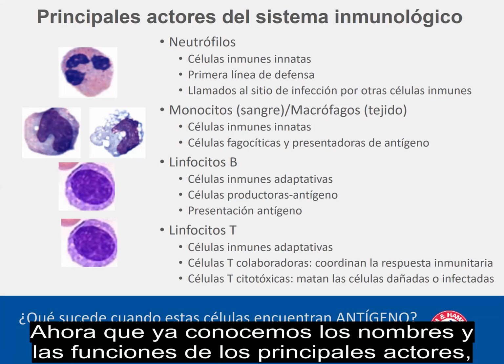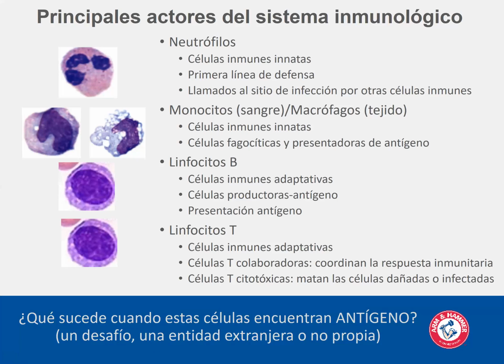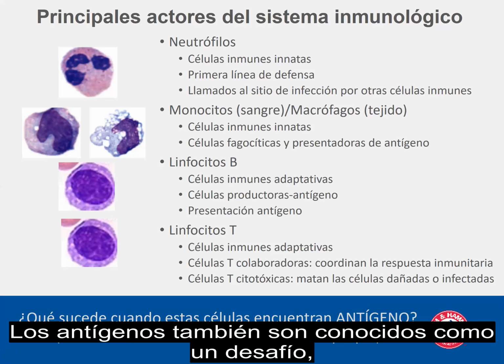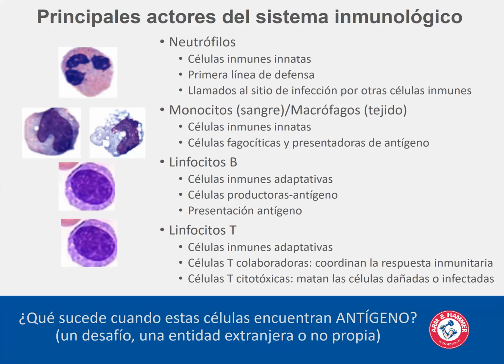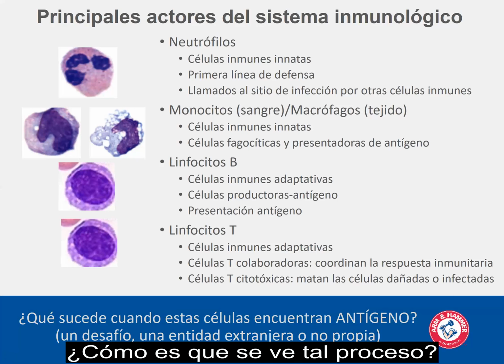So now that we've got the main players, we've learned the names of the main players and their functions, what happens when these cells encounter antigen? An antigen is really defined as a challenge, some foreign entity, or some entity that's not self or not the host. So what does that whole process look like?